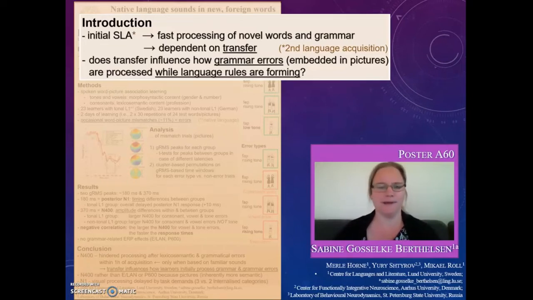However, this seems to be dependent on transfer, that is, how similar your own language is to the to-be acquired language, especially with respect to sounds. So the question we then ask is, how does this influence how grammar errors, here embedded in pictures, are processed while language rules are forming? That is, in the process of figuring out the rules and regularities of language, how do we react to inconsistencies and mismatches? And how is that influenced by phonological similarity?